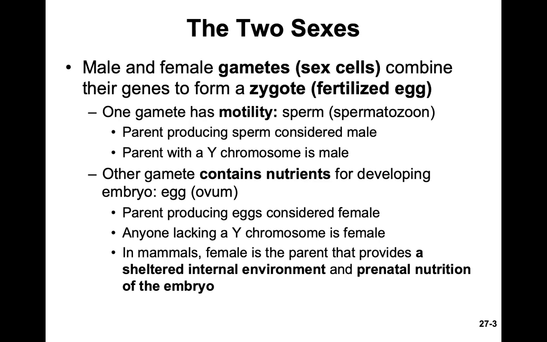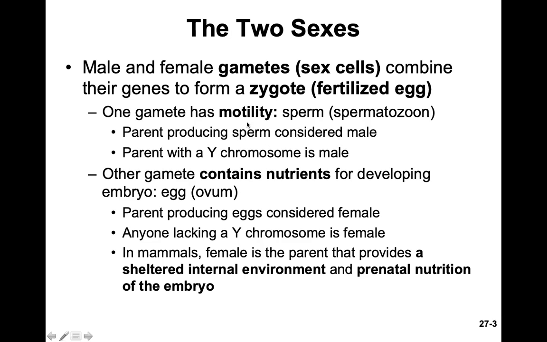So when you think about the two gametes, you have one that has motility, meaning one that can move. This is the sperm. So sperm, we'll talk about it a little bit later, but sperm have a tail, and that allows them to be able to move freely about. The parent that produces sperm is genetically male. The parent that has a Y chromosome is genetically male. All right. So males have a Y chromosome and males produce sperm.